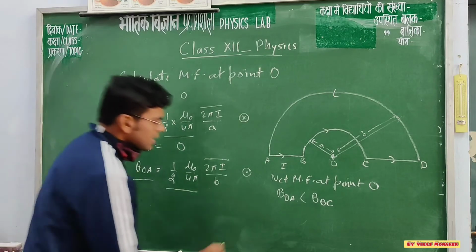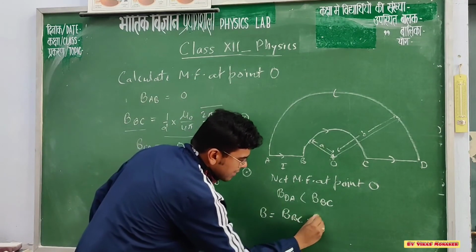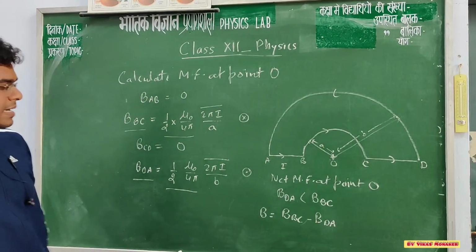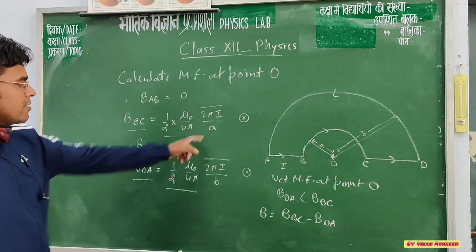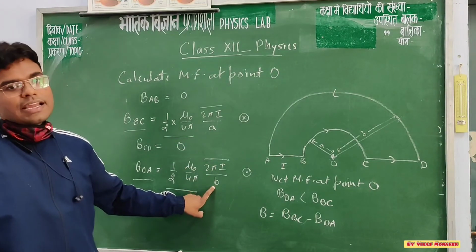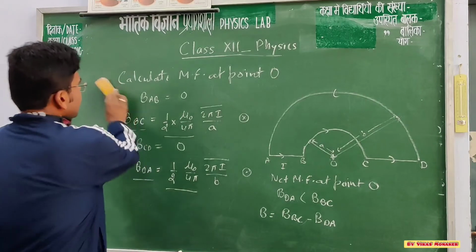Okay, so what is the net magnetic field? Net magnetic field, as they are in opposite directions, will be B_BC minus B_DA. Okay, we subtract smaller from greater, and we have determined this because for the small one you divide by a small quantity, so you will get a large value, and you divide by a large quantity, so you will get a small value. So if we place the values, let's see what we are going to get.